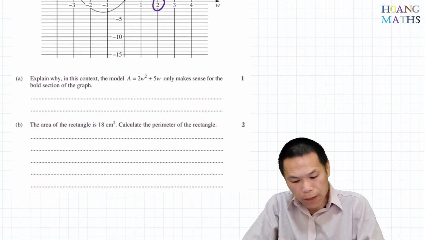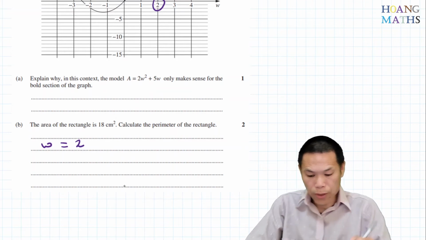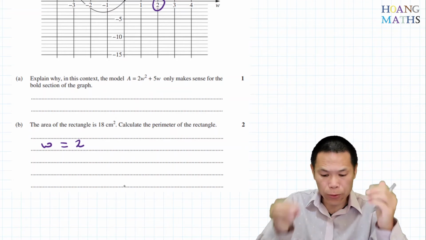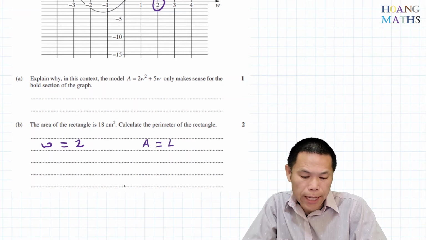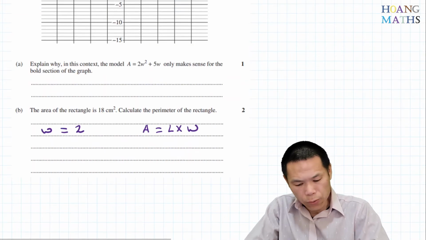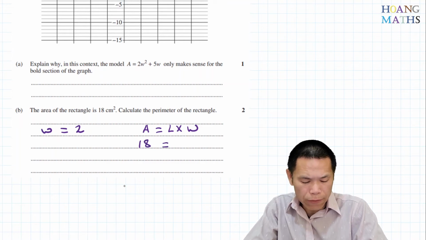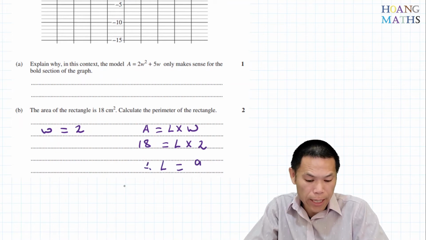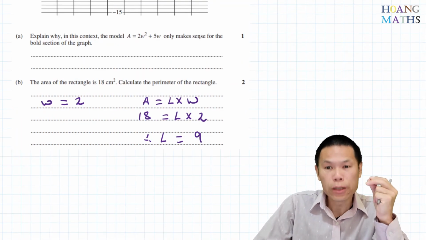Let me just write this down first. W is equal to 2. And we know that it is a rectangle, so we know that the area of a rectangle is length times width. We know that the area is 18, and we need to find out the length first, times by 2. So it divides by 2 on both sides. Therefore, the length of the rectangle is 9.